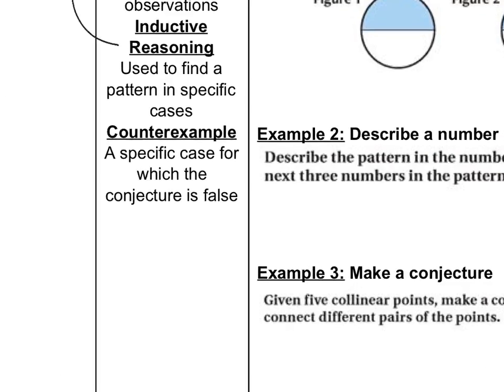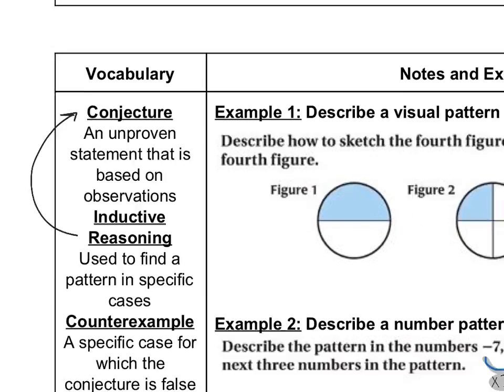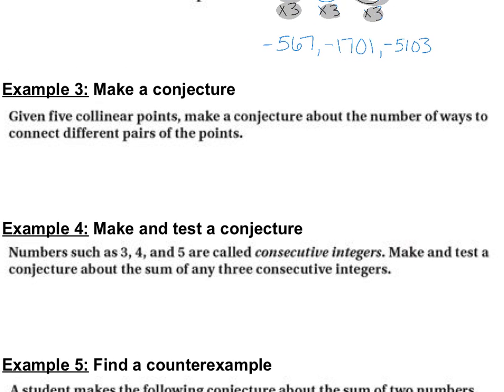Remember, a conjecture is what? A conjecture is an unproven statement just based on observations that we make. So we are going to make a conjecture. Given 5 collinear points, make a conjecture about the number of ways to connect different pairs of points. Okay, so 5 collinear points. So those are 5 points all on the same line.